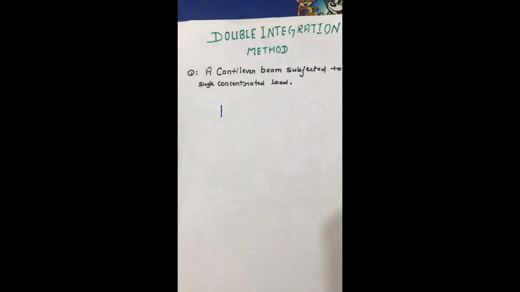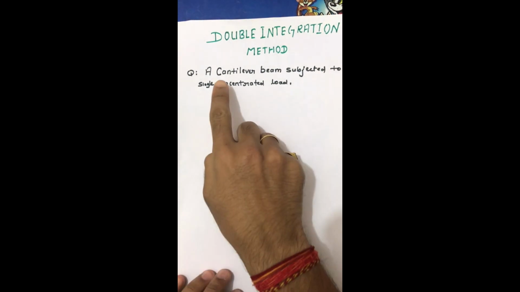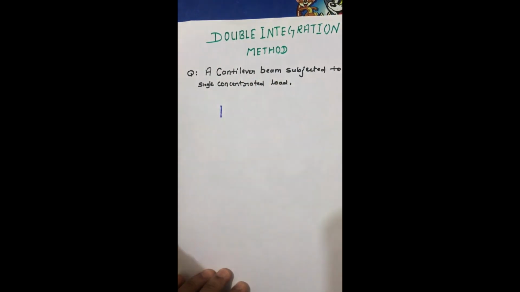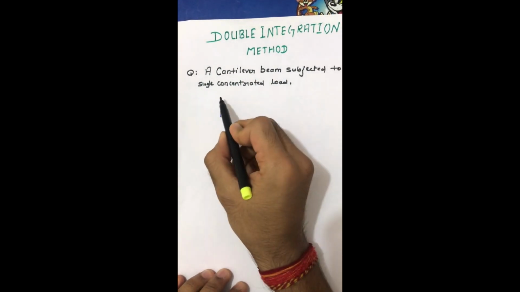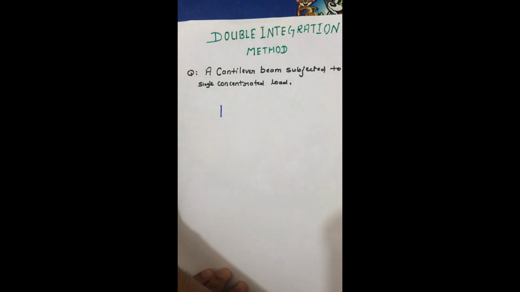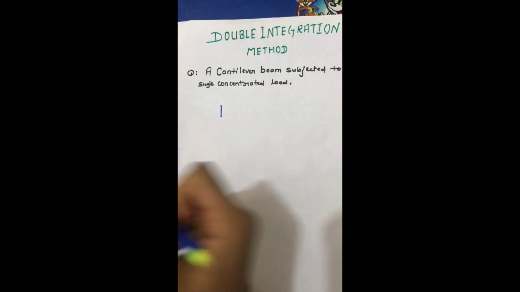Today we are going to understand the basic concept of the double integration method, and let us begin with a cantilever beam. And here is the question: a cantilever beam subjected to a single concentrated load. How will we approach this question?